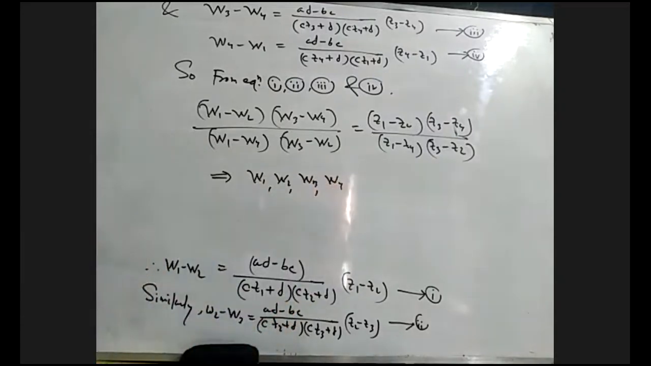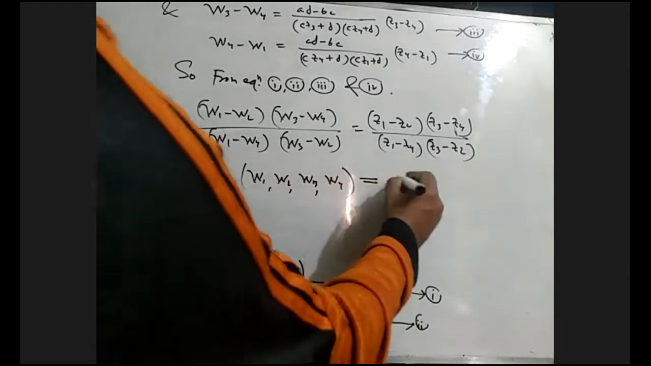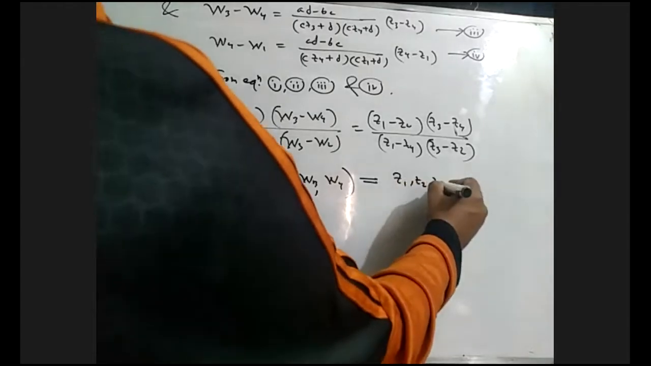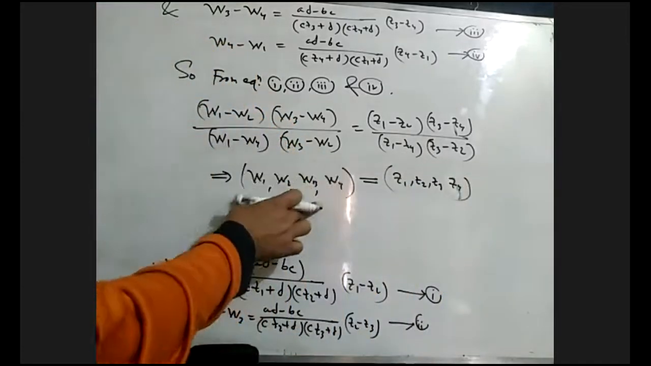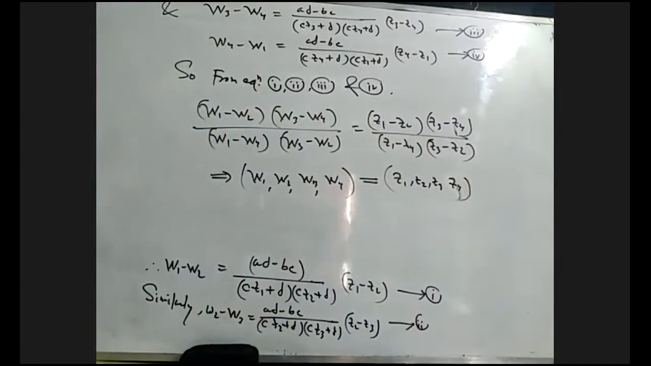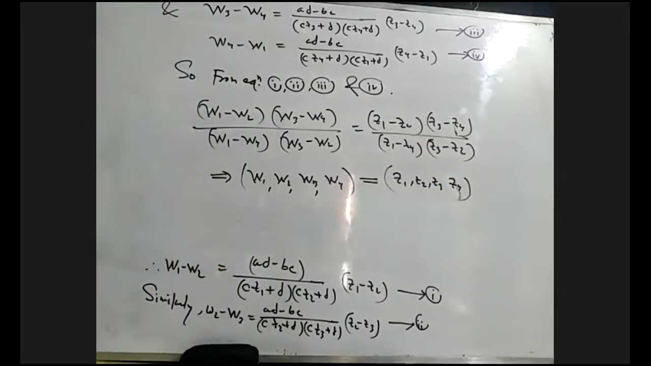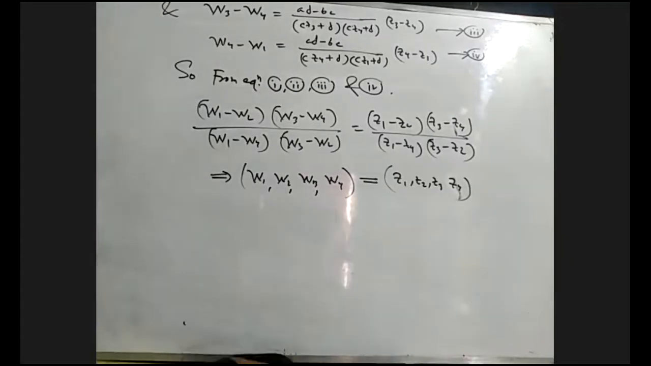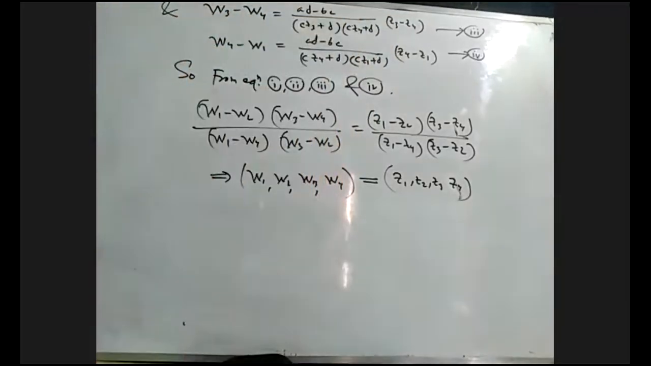This 4-point maps to what? Z1, Z2, Z3, Z4. The cross ratio of the image equals to the cross ratio of the Z plane. Okay. AD minus BC is the same, this is why it cancelled, and this also cancelled.